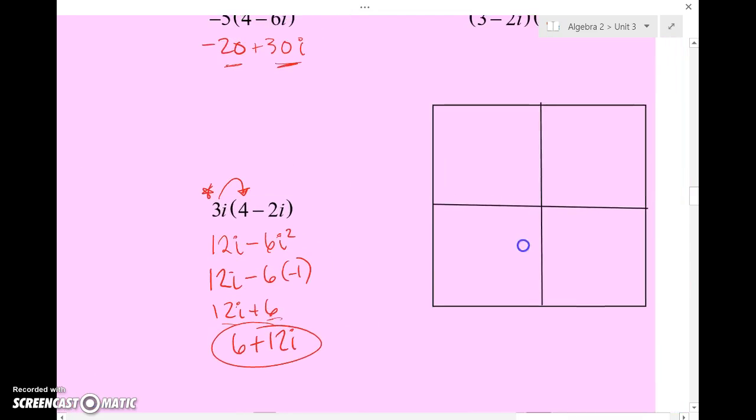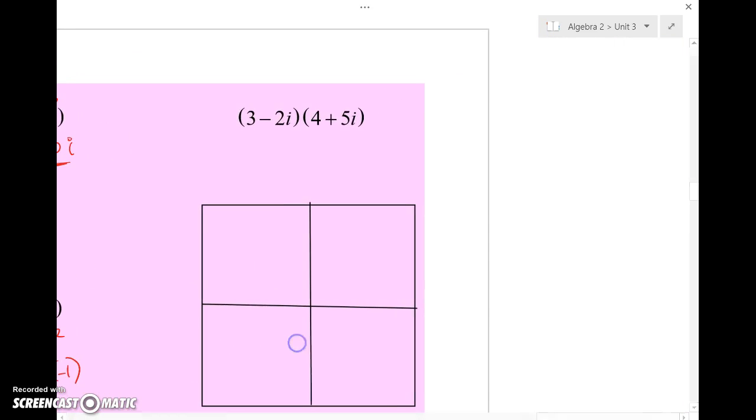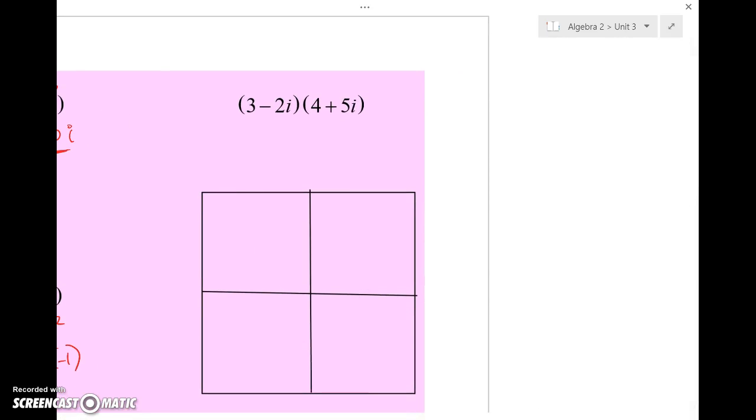Now let's go back up here to the right, and what we are going to do is multiply this out. And in this case, you have two binomials multiplied times each other. So not just one term on the outside of the parentheses, but now you have two binomials with two numbers on the inside. Now what this box is for is it's going to show you how to multiply these out.